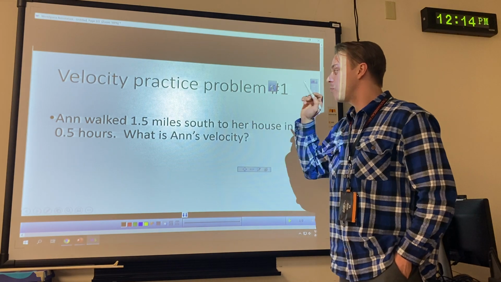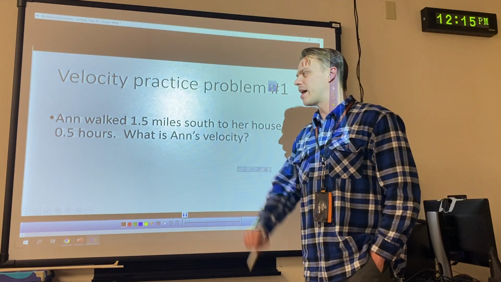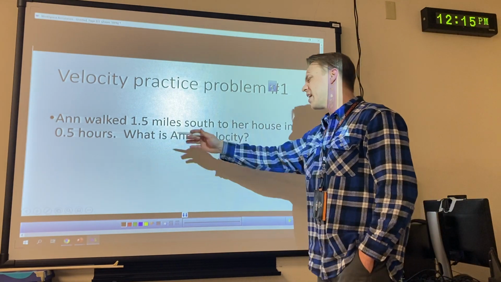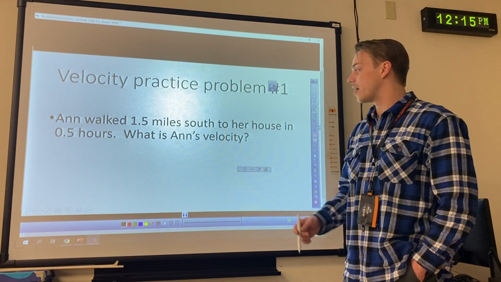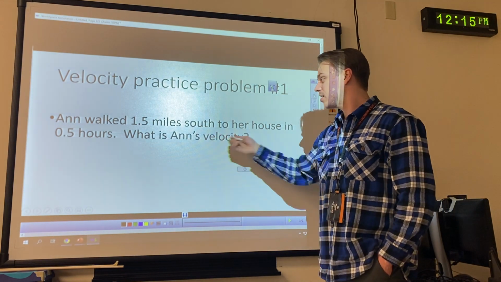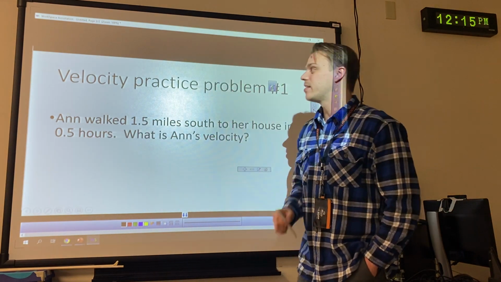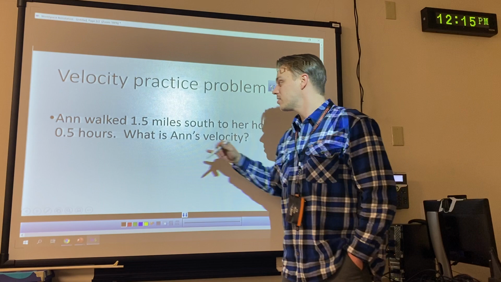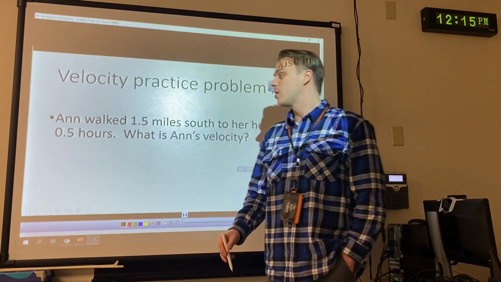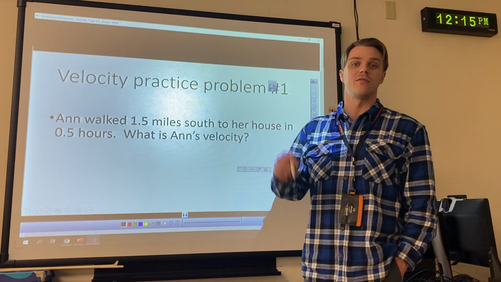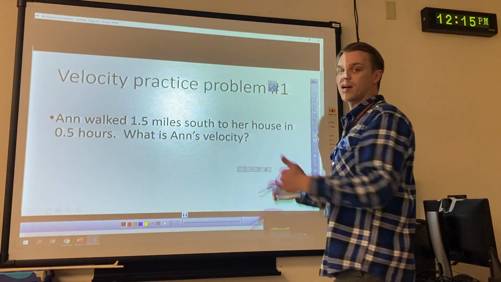Anne walked 1.5 miles south to her house in 0.5 hours, or 30 minutes. What is Anne's velocity? So, what we need to do here is understand that we're being asked for a velocity, right? We're given miles and we're given hours. So if we're trying to find a velocity and we're given miles and hours, we need v equals d over t, or velocity equals distance divided by time. So in this case, what do they give us? This is where I start.